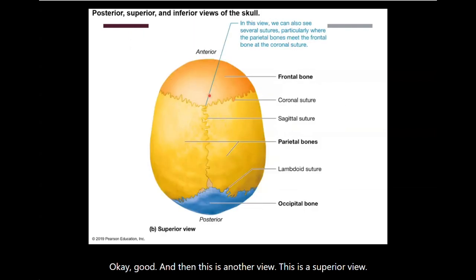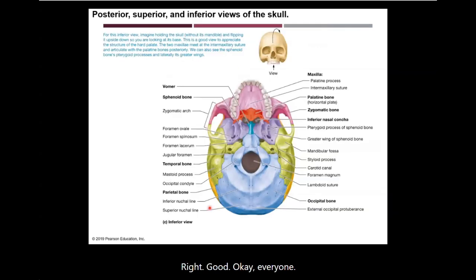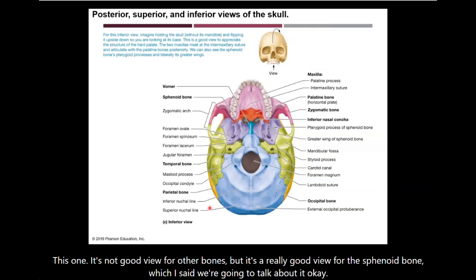This is a superior view. So what is this bone here? And then left and right, parietal, this is the coronal suture. This is sagittal, this suture, lambdoid, the bone, occipital bone, right? Good. Okay, everyone, this one, it's not a good view for other bones, but it's a really good view for the sphenoid bone, which I said we're gonna talk about, okay?